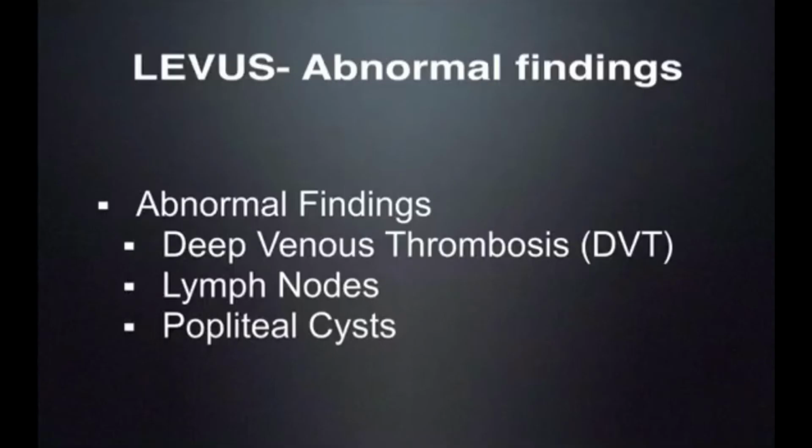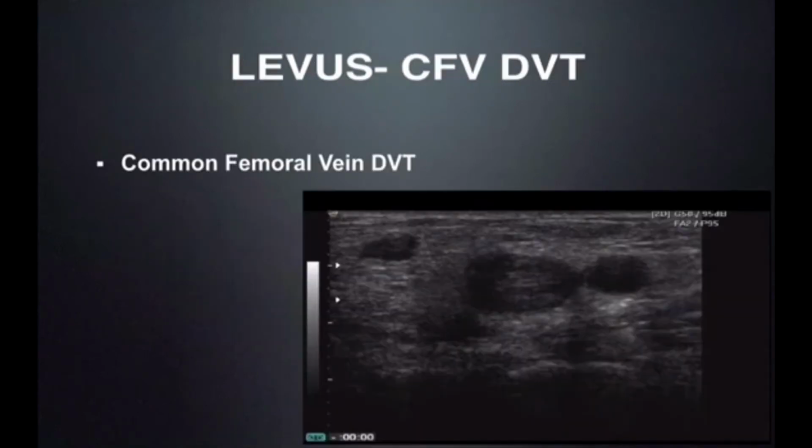All right, so now that we've talked about all the normal findings, here are the few abnormal findings that we'll come across when performing the lower extremity DVT scan. Clearly what we're looking for, the deep vein thrombosis, is the first abnormal finding we'll find, but also lymph nodes, which we talked a little bit about, and the popliteal cyst. So first let's take a look at what a DVT looks like.